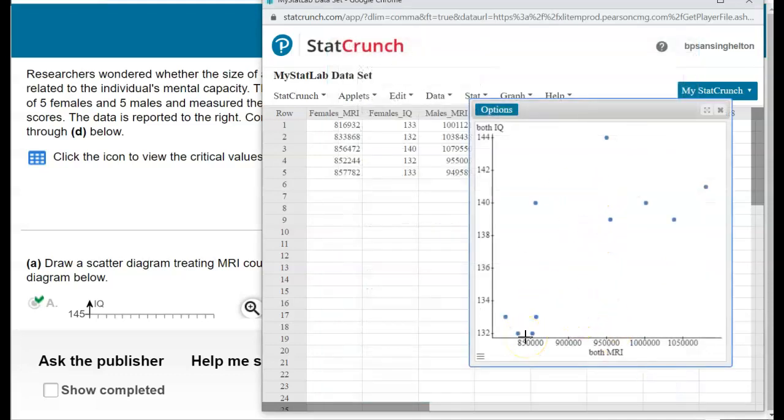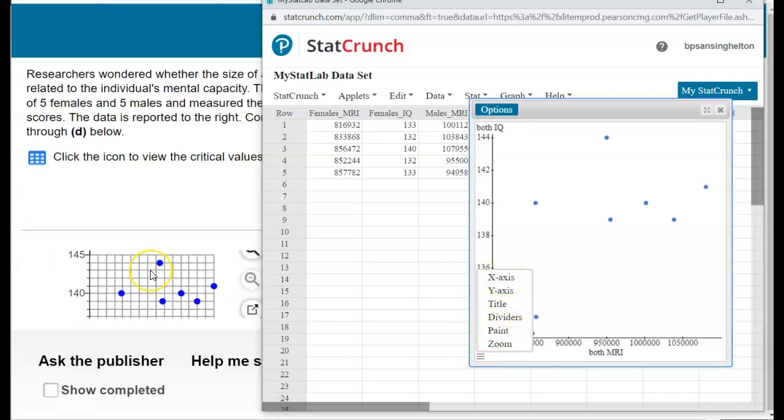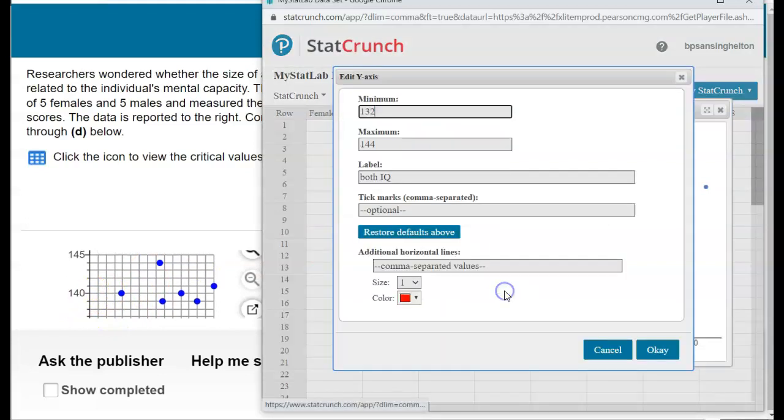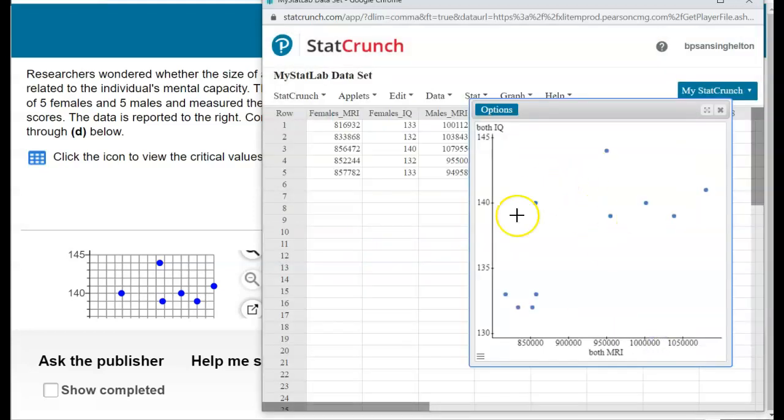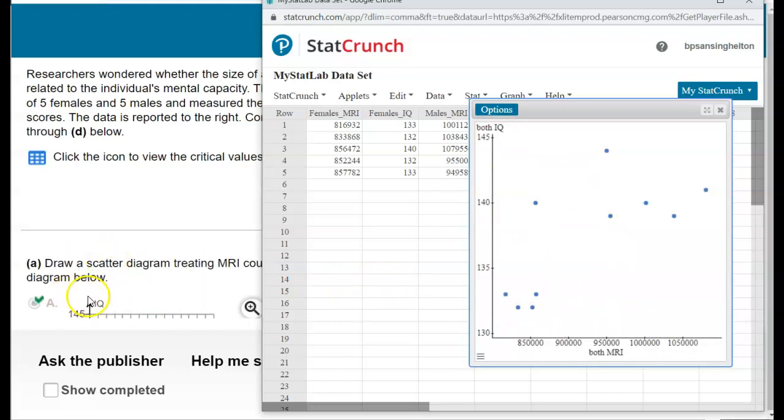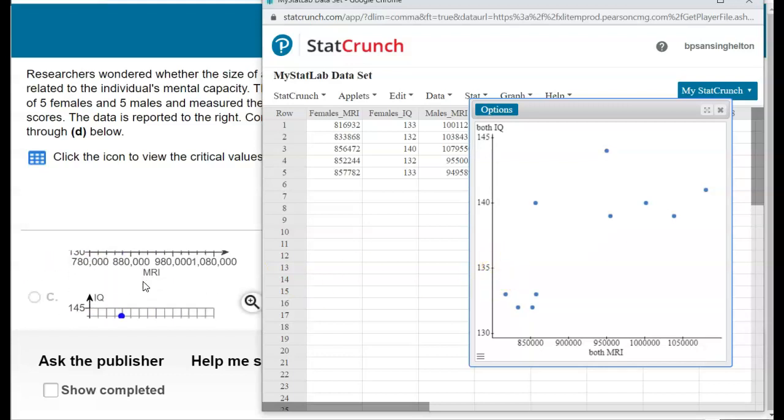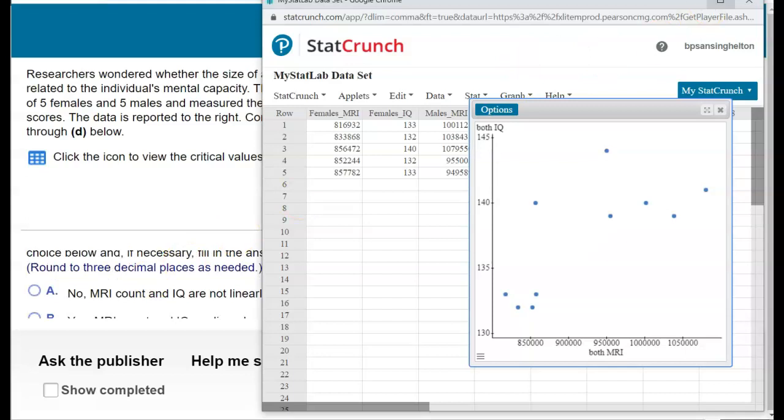Now, if we look at the graphs that they provide us, the scales on those graphs are a little bit different, and so if you want to make your graph match, you can go in here. For instance, this graph goes from 130 to 145, so I could say make my y-axis 130 to 145 instead. And then you get something that looks more like it. You just look and compare the graphs and pick one. So that's part A.